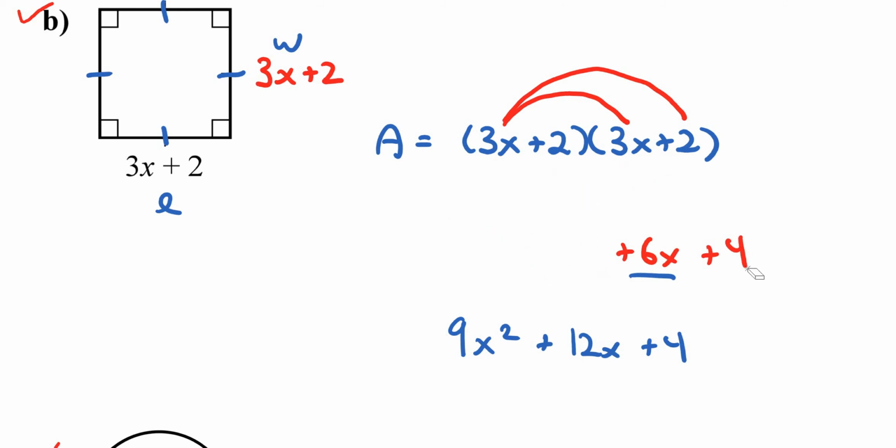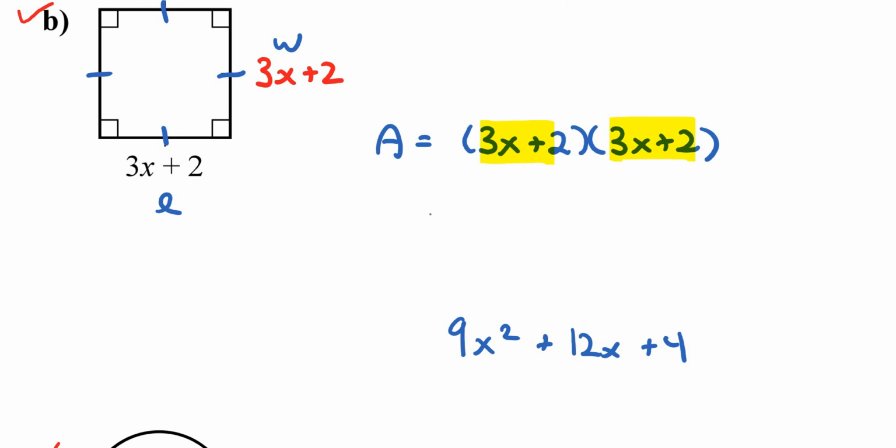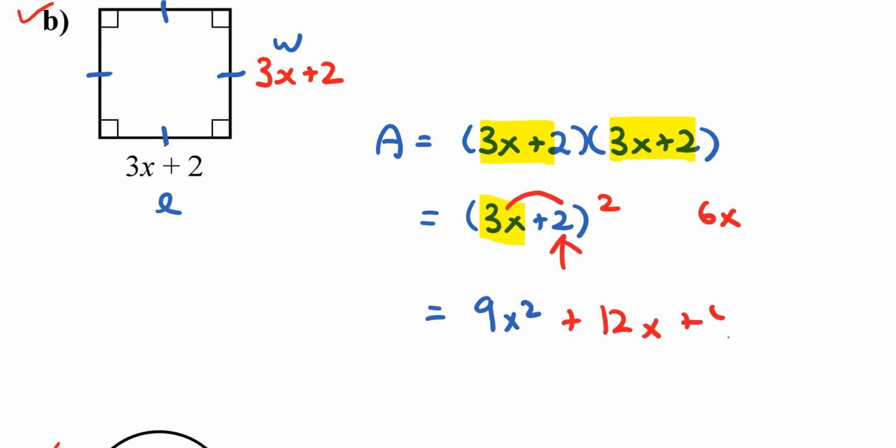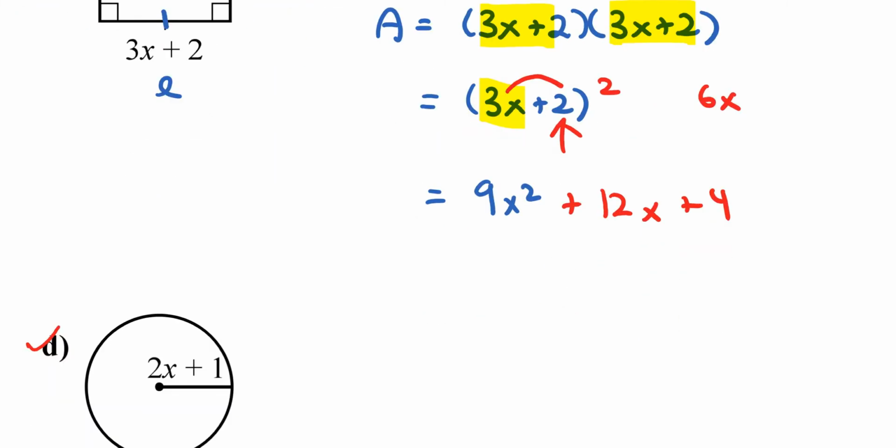Another way you could have done this problem is you notice that these two expressions are the same, so we know that that's the same thing as 3x plus 2 all to the power of 2. And if you wanted to, you can also apply the square double square technique. So how do I square 3x? That's going to be 9x squared, and 3x times 2 is going to be 6x, and then how do I double that? That's going to be 12x, and then how do I square the 2? That's going to be plus 4. So you can also use the square double square technique. You will get the same answer.